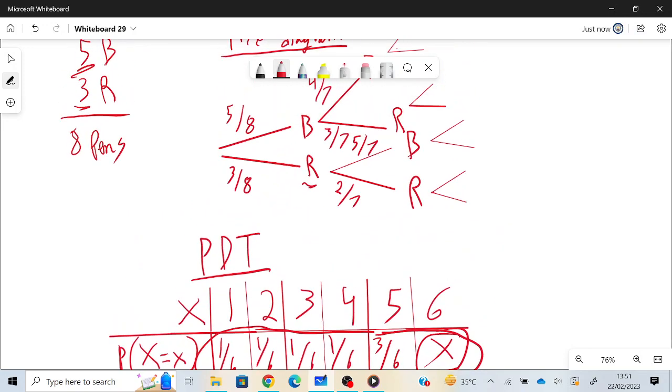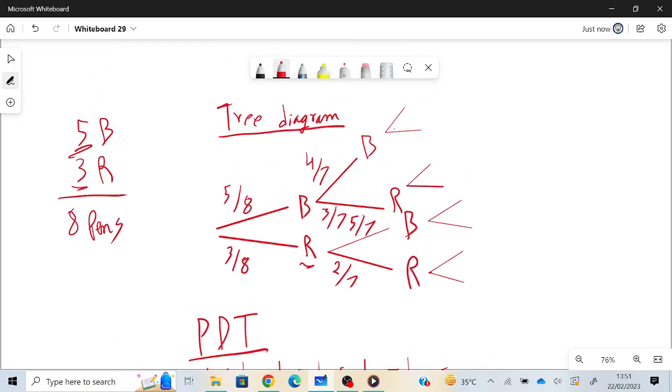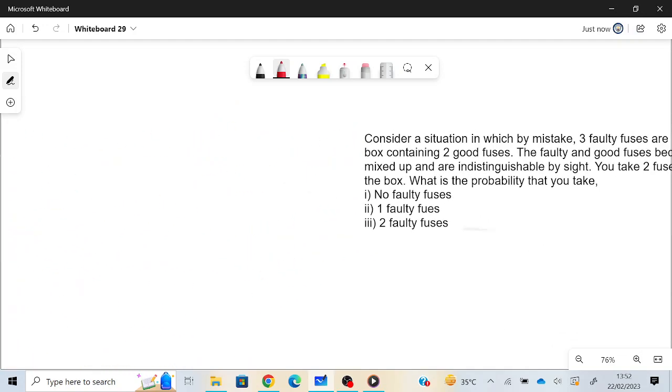So that's how a probability distribution table looks, and that's the basic fundamentals. This is a topic that's much better understood when examples are done, so let's dive right into our first example.